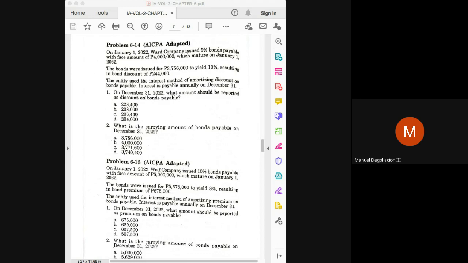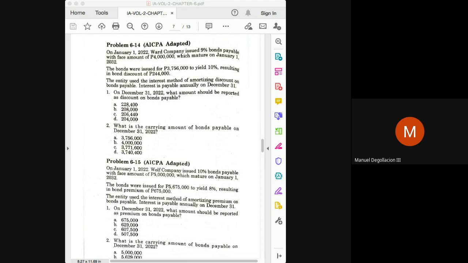You simply multiply 3,786,000 with 10%. Now you compare that one with the agreed fixed interest payment. How much interest will be paid every December 31? Again, it is simply based on the stated rate or the nominal rate with the face amount. The face amount here is 4 million. You multiply it with 9%. So the agreed interest payment is 360,000.